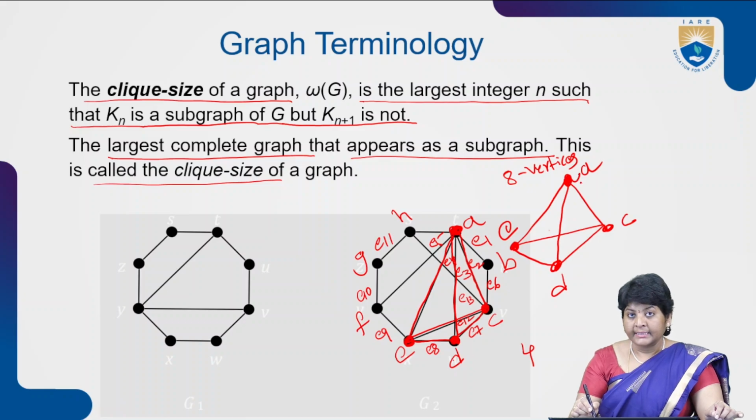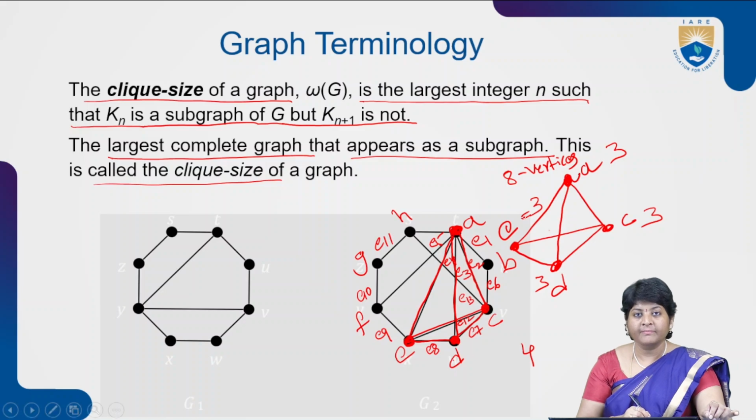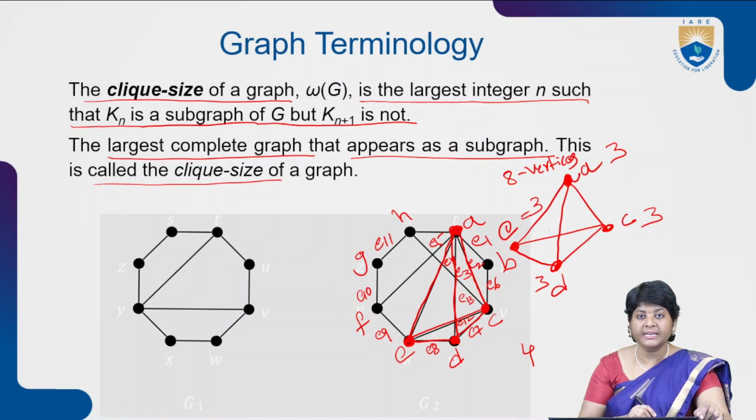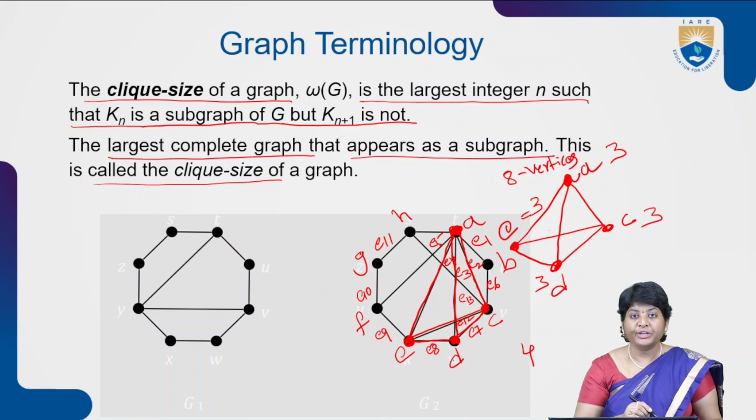See, now the degree of A is how much? 3. The degree of C is how much? 3. Degree of D is 3. Degree of E is 3. So now this is a clique where the size of this clique is 4. Similarly, we need to identify the cliques.